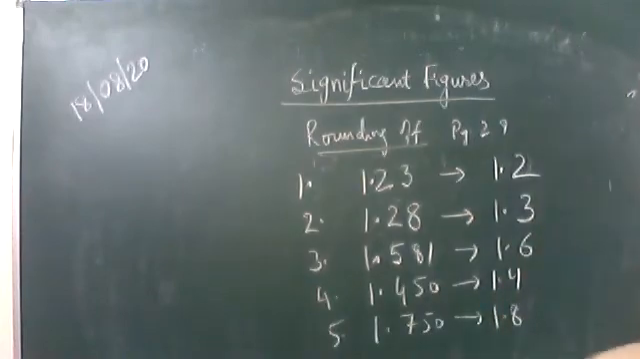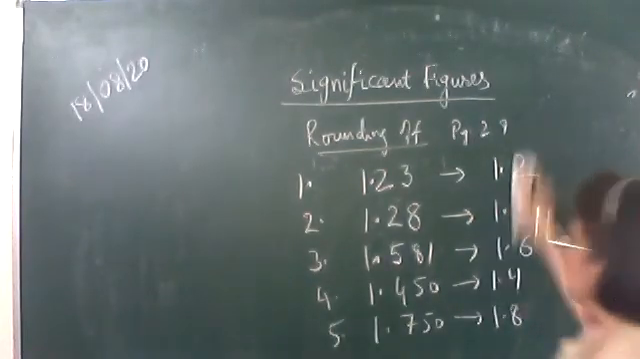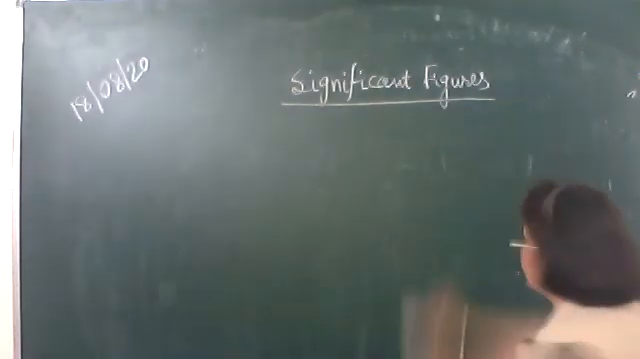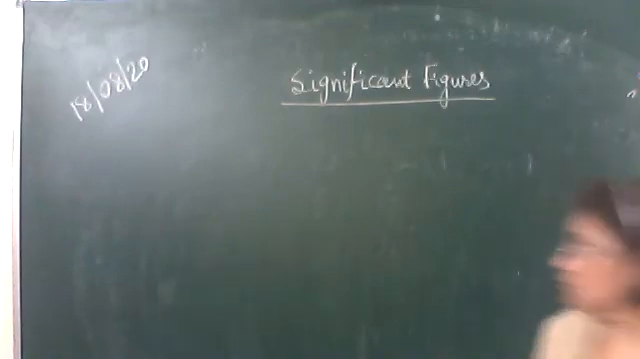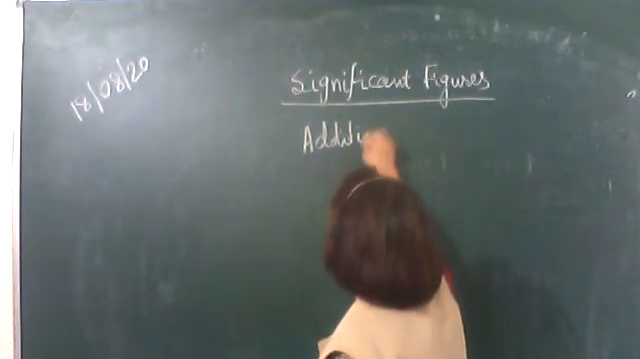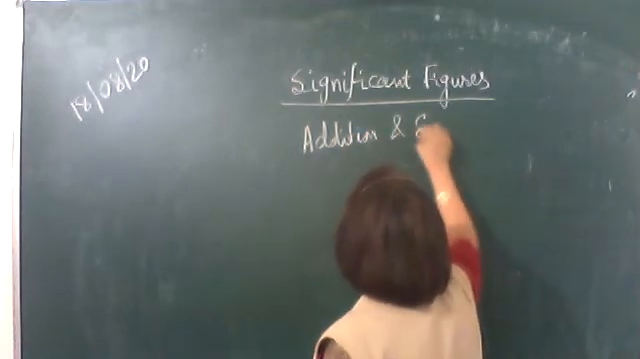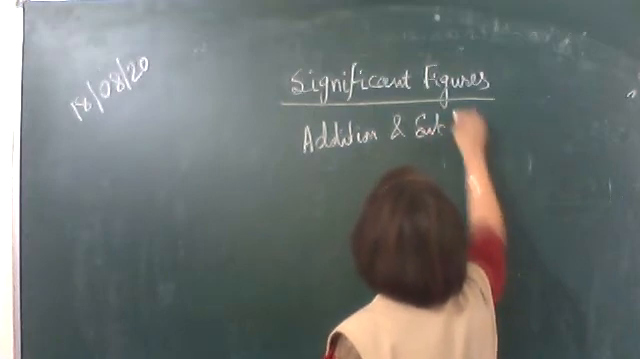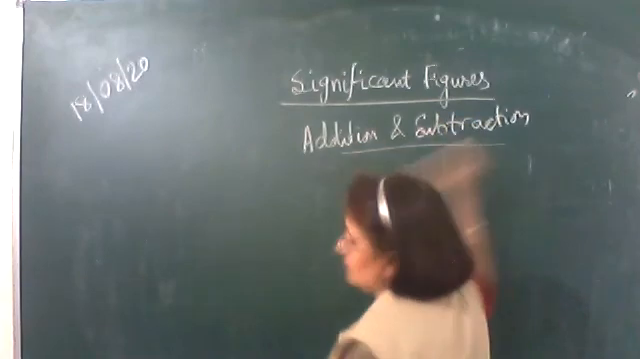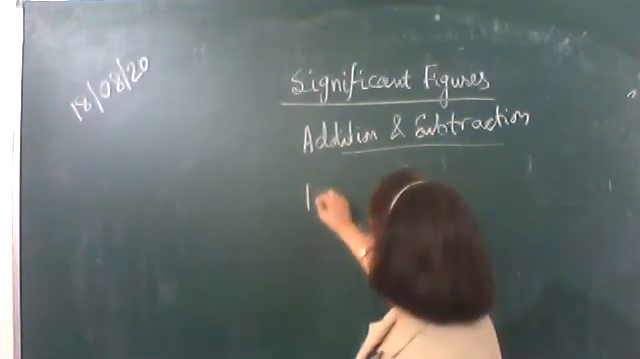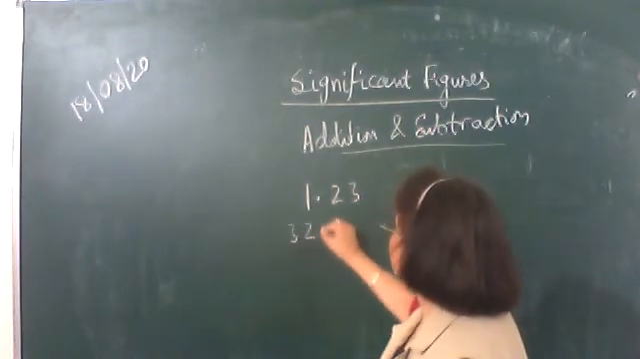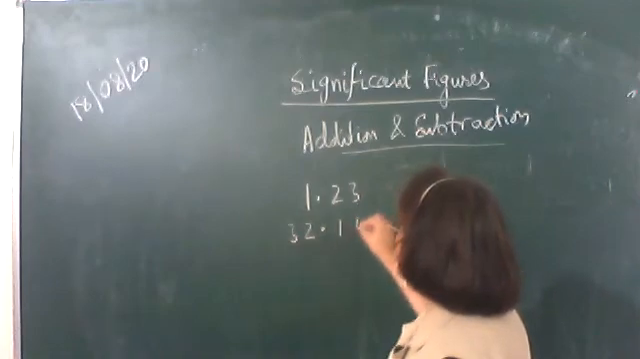Now let's study addition and subtraction in significant figures. First we'll study addition. For subtraction, the rule is the same. We'll take an example and then study it. Let 1.23 be added to 32.147.